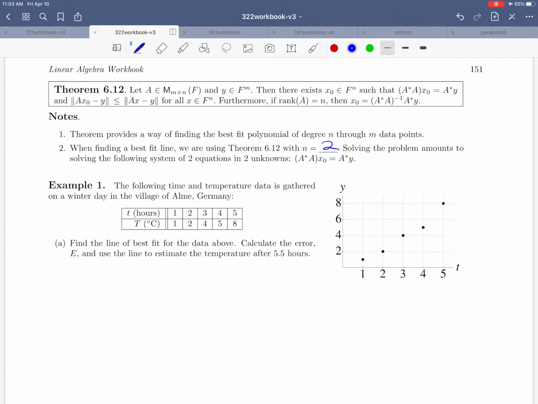Hello everybody, and welcome to example 1 on page 151 of the workbook. We're going to work through our first example of finding a line of best fit using this method that we developed up in Theorem 6.12.